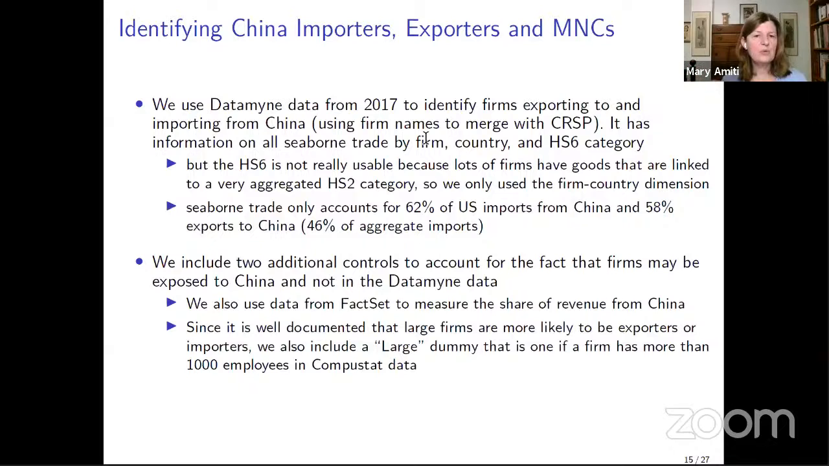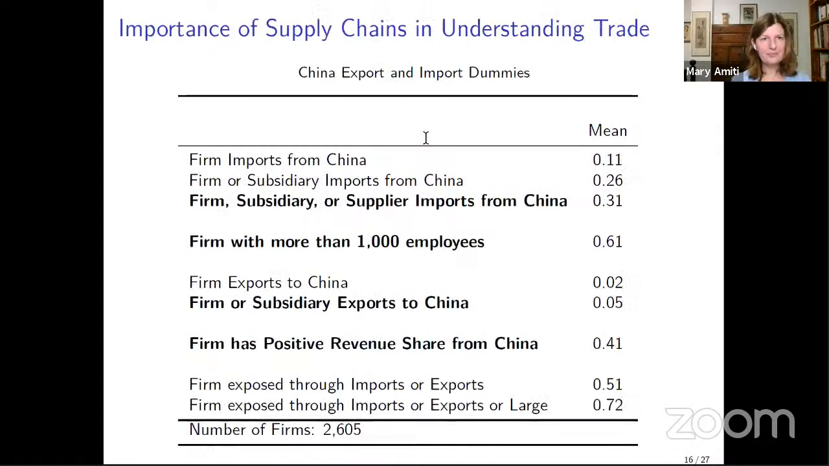So what we do is we also include a dummy for large firms. That would be a firm that has more than 1,000 employees. This is just drawn from the literature that documents that large firms are the ones that are likely to be the importers and exporters. We do robustness with and without the large dummy, so you can see that it's not that dummy that's driving everything, but we also include it for our baseline.